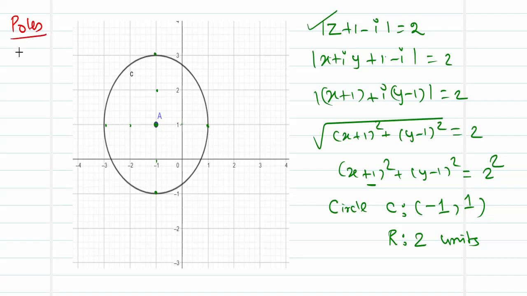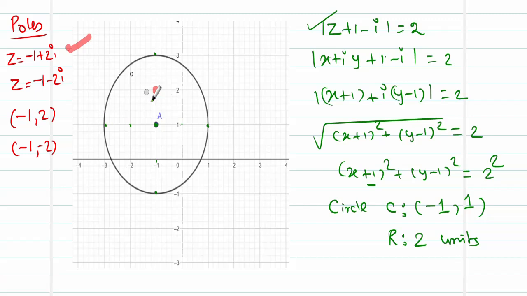What are going to be my poles? z is equal to minus 1 plus 2i, and z is equal to minus 1 minus 2i. So I have it as minus 1 comma 2 and minus 1 comma minus 2. Let me go for the point minus 1 comma 2. Where is my point minus 1 comma 2? This lies inside. So this pole is going to have a residue inside my boundary called C.